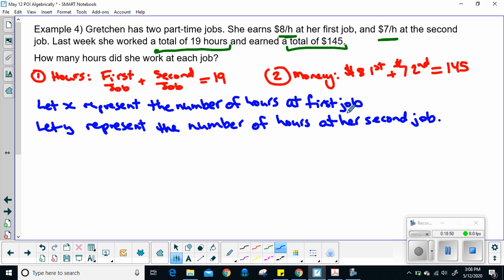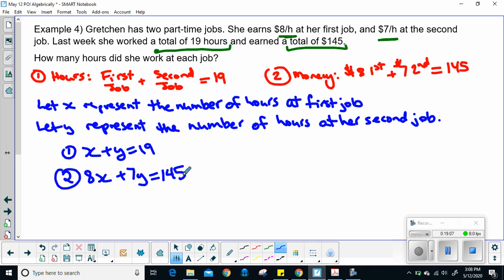Okay, and if I do x and y this way, well, my first equation becomes x plus y equals 19, and my second equation becomes 8x, because it was $8 an hour, plus 7y, because it was $7 an hour, and I have a grand total of $145. 2 equations, 2 unknowns, we can definitely solve. Let's keep doing the same methods that we were doing.